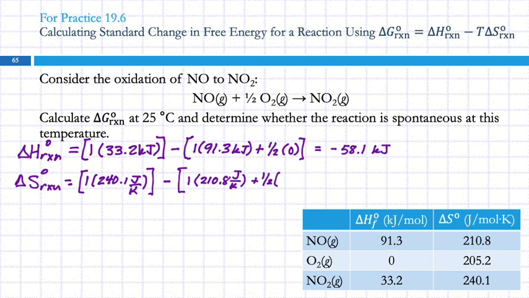And the oxygen's entropy is not 0. It's 205.2 joules per Kelvin. I'm getting negative 73.3 joules per Kelvin. Am I mathing okay so far?